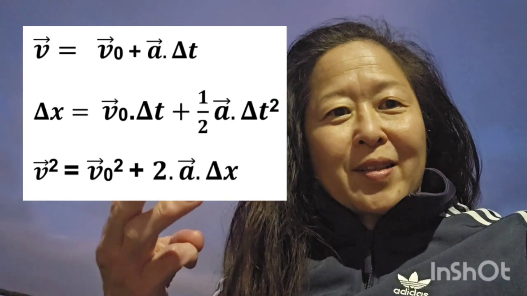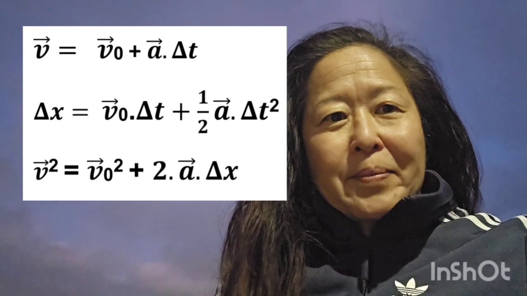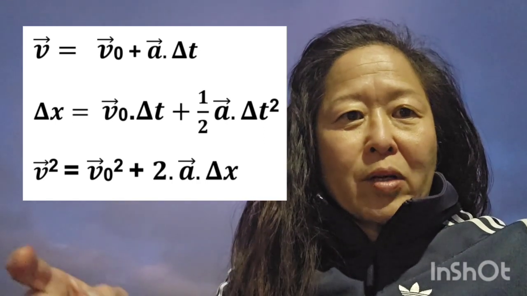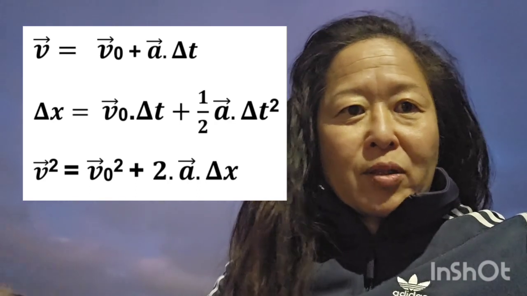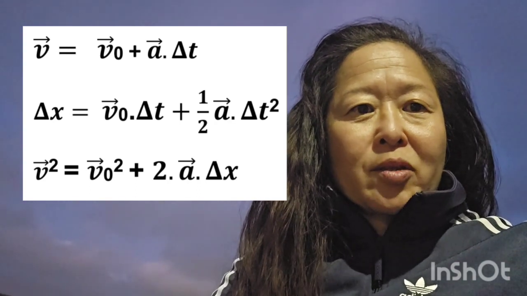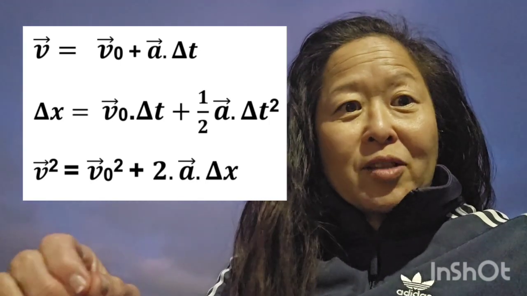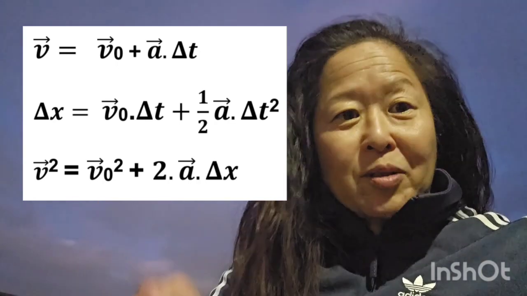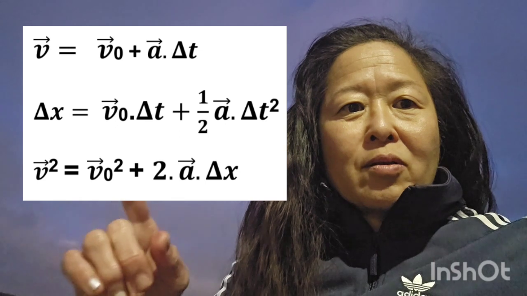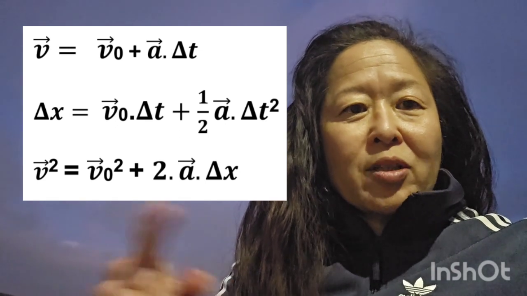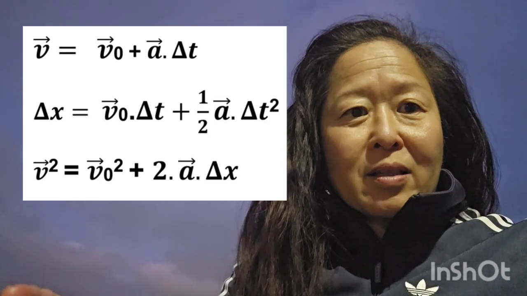The third one, this is really fun. We get velocity squared equals the initial velocity squared plus 2 times the acceleration times the change in position. So in terms of symbols, it looks like lowercase v with the arrow squared equals lowercase v with the arrow subscript 0 squared plus 2 times acceleration, lowercase a with the arrow, times delta x.